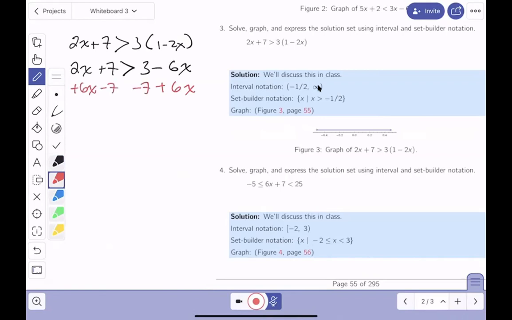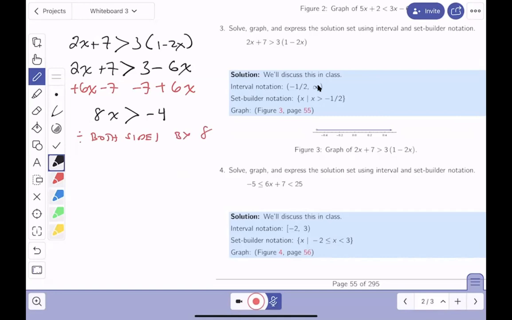Again, this has no effect on inequality at all. So what would you end up with? 8x, the 7's disappear, right? And you get minus 4. All right. So what do you do now? I'm going to write it down for you. Divide both sides by 8. And 8's a positive number. So there's no effect on inequality.